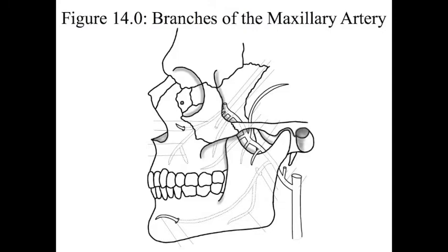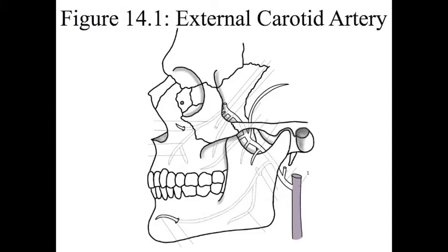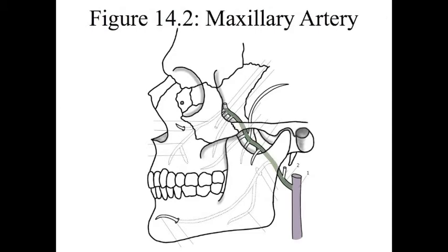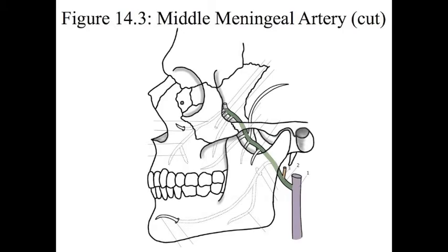Figure 14 is the branches of the maxillary artery. Number 1 is the external carotid artery. Number 2 is the maxillary artery, which we're going to talk about all of its branches. Number 3 is the middle meningeal artery. It is cut because it's going to go up to the brain.